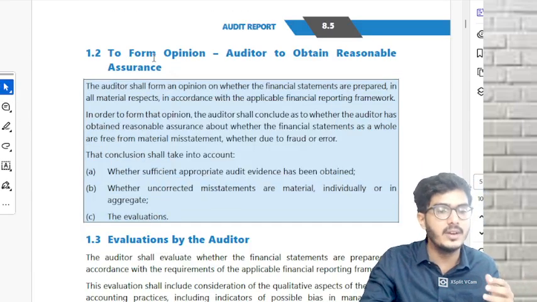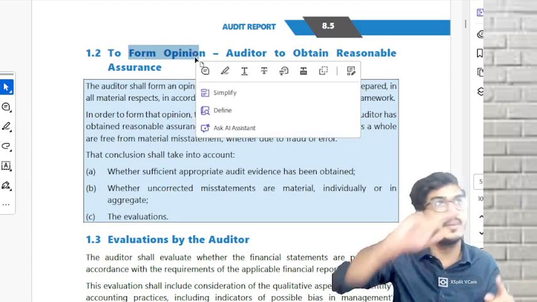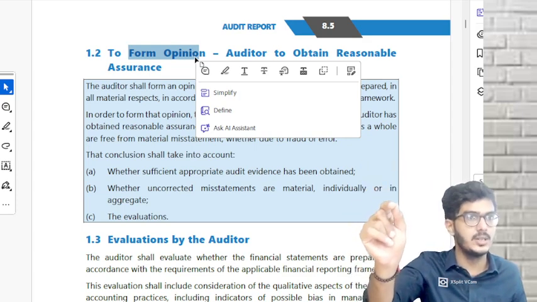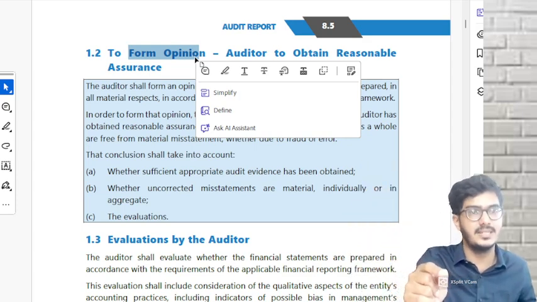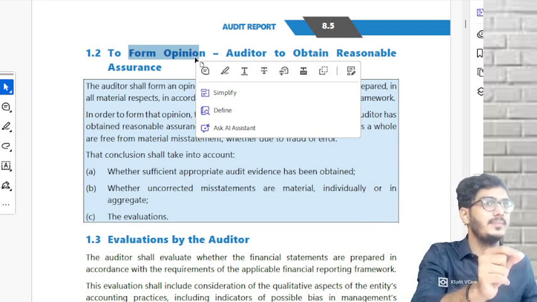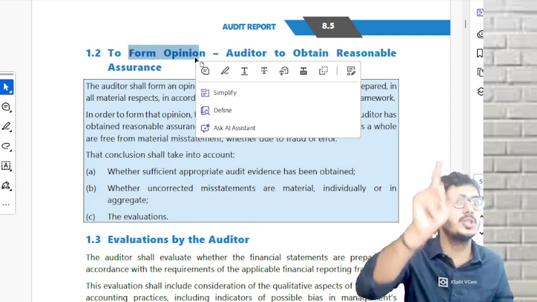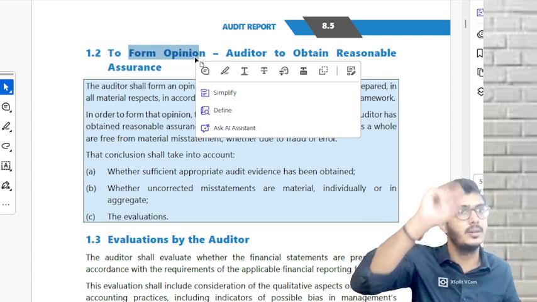Then this is something which you have to mug up. Whenever he wants to form an opinion, you remember that story? Auditor gets appointed to do the audit. He performs audit procedures to obtain audit evidence regarding misstatements, and using all this audit evidence, he draws conclusions. On that conclusion, he'll give one opinion. That opinion will be in a written report.